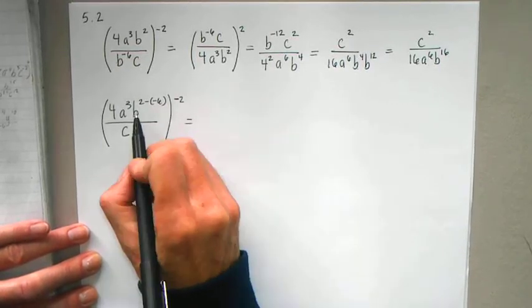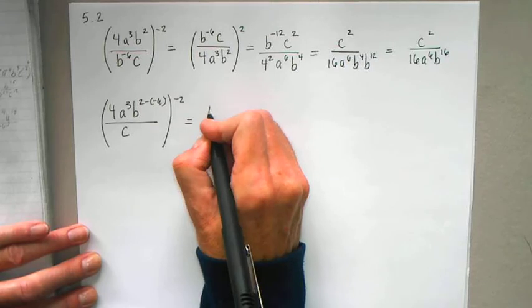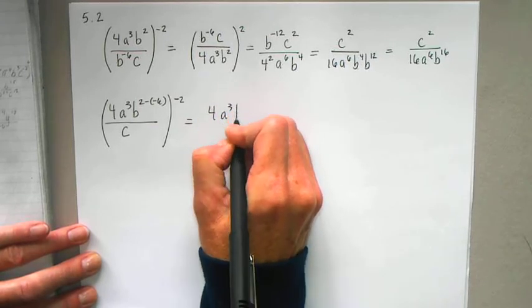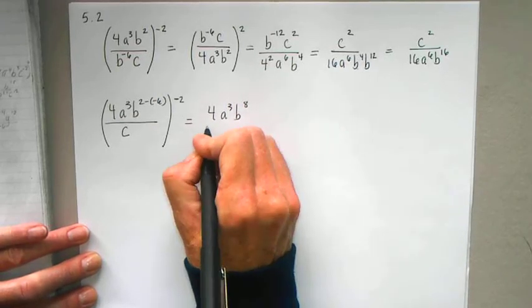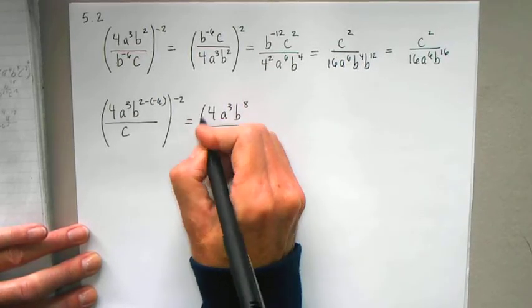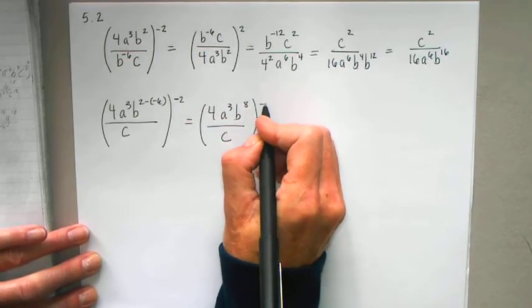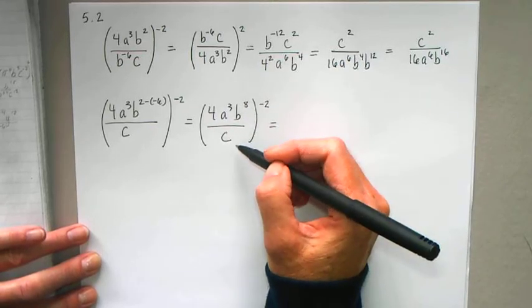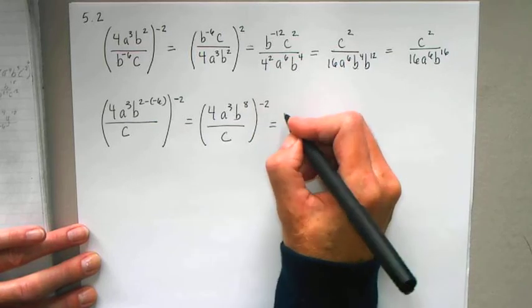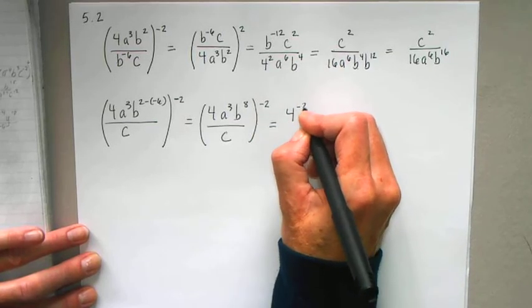But now I'll go ahead and just do this one step right there. So I have a to the 3, and then I have 2 plus 6. So it's 8, isn't it? All over c. And now I'm still raising to the negative 2. If you wanted, you could flip it right now. Or let's go ahead and do it a different way. Let's raise everything to the negative 2.